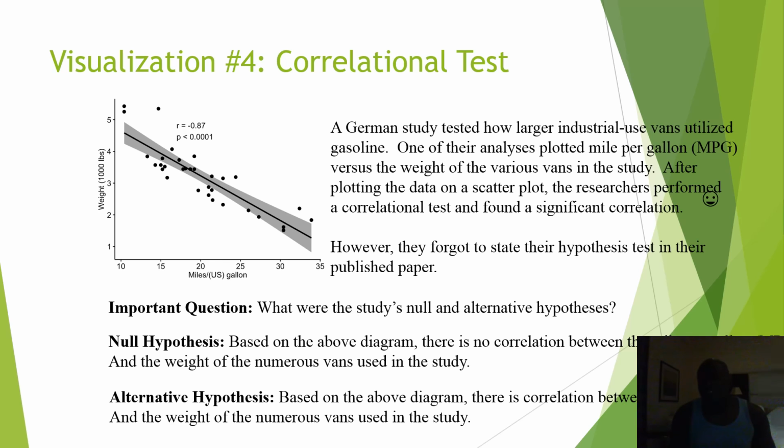The visualization of the data on the scatter plot shows a correlation between the miles per gallon in comparison to the size of the van. Thus, this brings me to rejecting the null hypothesis that there is no correlation between miles per gallon and the weight of the vans.